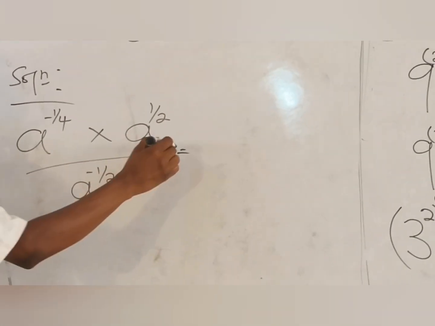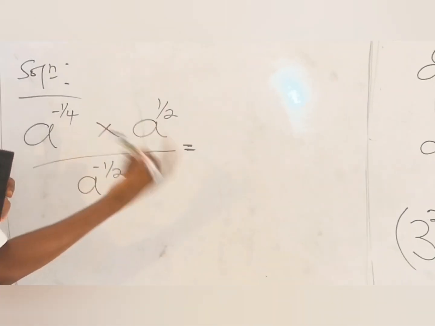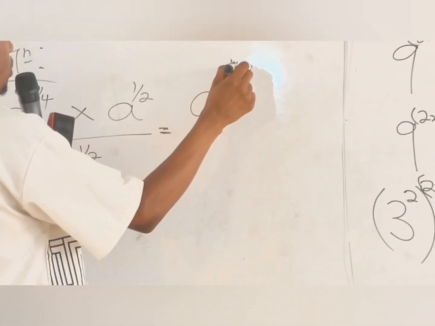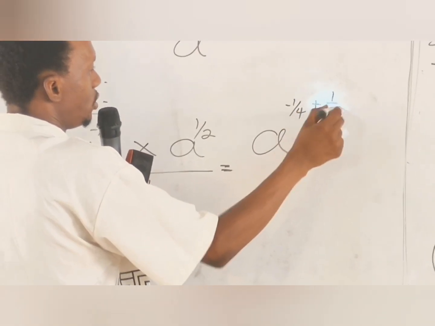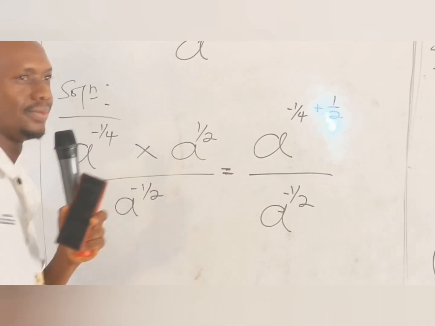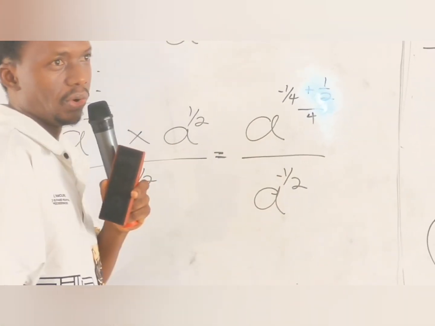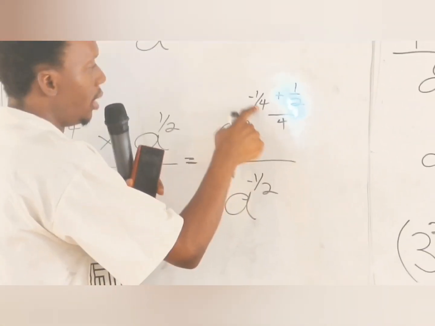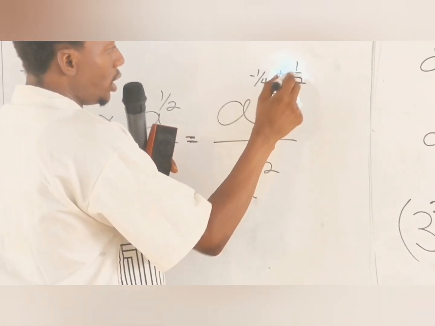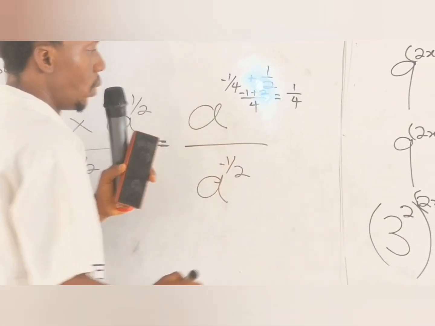So who can tell us, how do we simplify the numerator? The bases are the same, so what do you do to the powers? You add. So you're going to get a to the power negative 1 over 4 plus 1 over 2, all over a to the power negative 1 over 2. Can you add this to that? Let's use LCM. What is our LCM? 4. 4 divided by 4, 1. 1 times negative 1, negative 1. 4 divided by 2, 2. 2 times 1, 2. Negative 1 plus 2, 1 over 4.